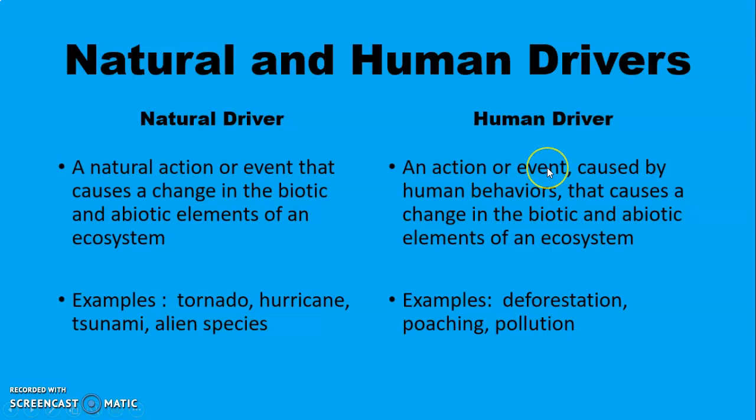Human drivers are the more popular ones that you're aware of. These are any actions or events caused by human behaviors that cause a change in the biotic and abiotic elements of an ecosystem. These examples include deforestation, poaching, and pollution.